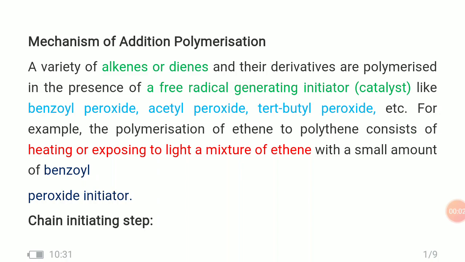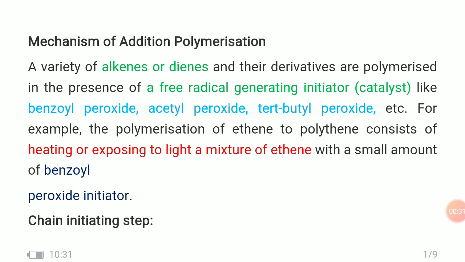Friends, good morning. Today we are learning about the mechanism of addition polymerization. A variety of alkenes or dienes and their derivatives are polymerized in the presence of a free radical generating initiator catalyst. First of all, let us see what a catalyst is.